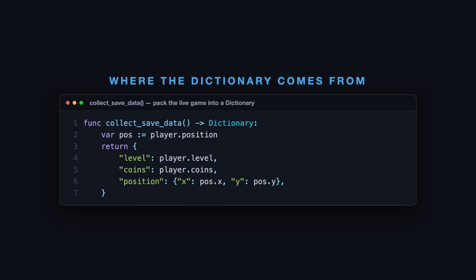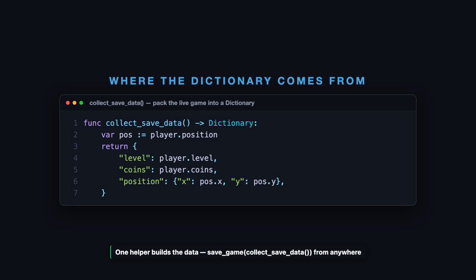Where does that dictionary come from? A tiny helper, collect_save_data, that reads your live game and packs the values in. Player level, coin count, position split into X and Y. One function builds the dictionary, save_game writes it. Keep them separate and you can save from anywhere just by calling save_game with fresh data. One nice detail. Because it's plain JSON text, you can open that save file in any text editor and read it.